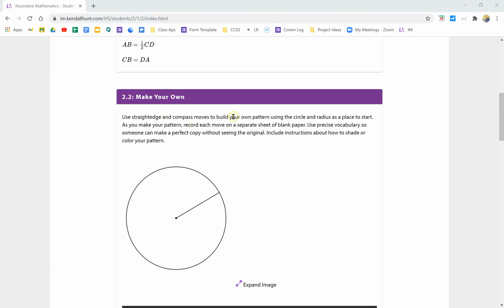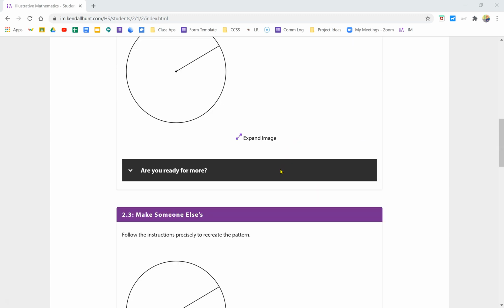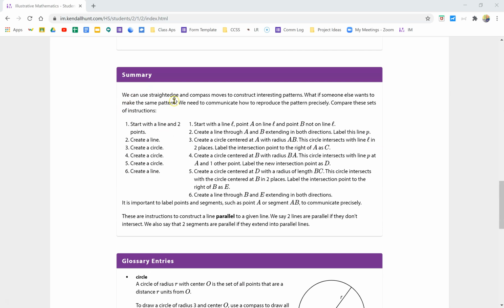So again, this question is just asking you to construct a figure and list the directions so that when you're all done, if you only had the directions, could someone else reproduce your drawing just by following your directions? Okay, so at the bottom, in the summary section, it shows you an example. It says we can use straight edge and compass moves to construct interesting patterns.